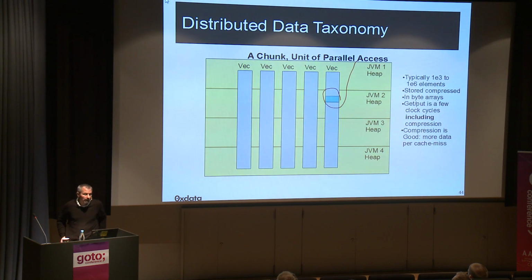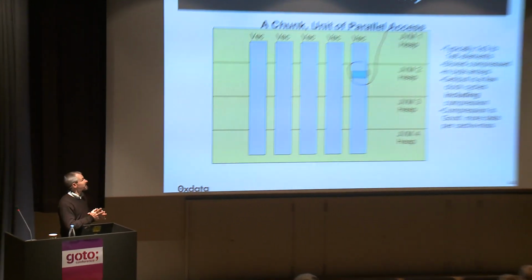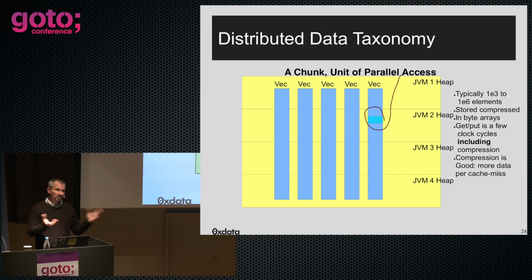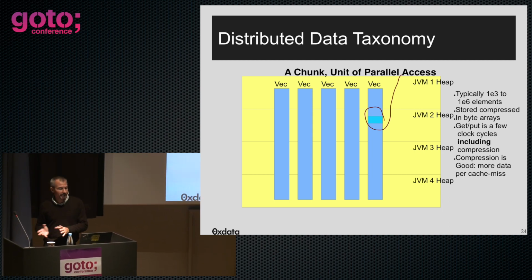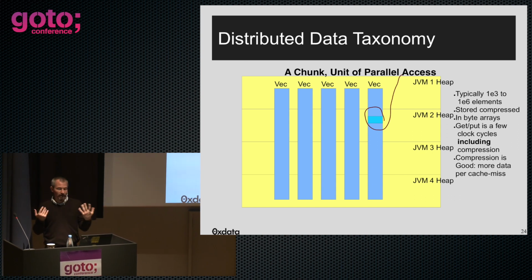Okay, within a column, there's this thing called a chunk I'd mentioned earlier. It's just the unit of parallel access. A chunk is typically 1,000 to 1,000,000 elements in size. It's stored in byte arrays in the Java heap, so plain old byte arrays. And it's where we do compression, and we vary the compression strategy by the kind of data we're observing in that chunk. But the guarantee is that get or put of any given element is just a few clock cycles, including the compression step. In this case, the compression is one of the key fun things we do for speed because we're moving the compressed data through the memory hierarchy and decompressing it in machine registers on the fly.